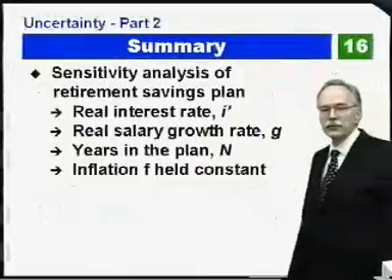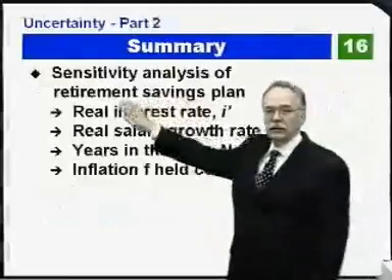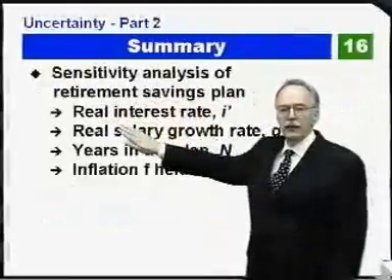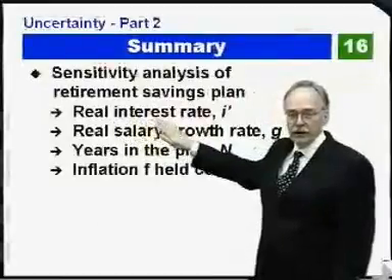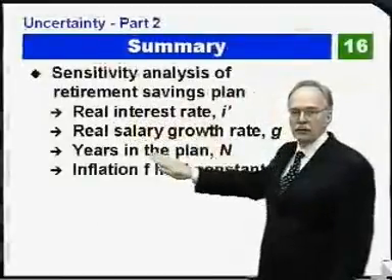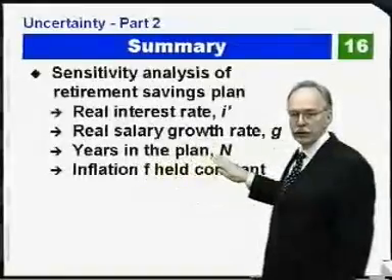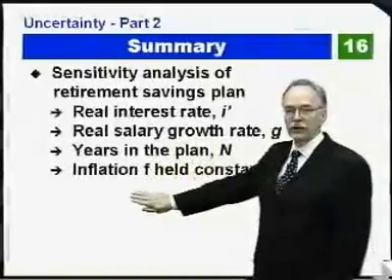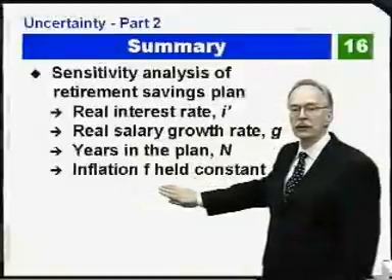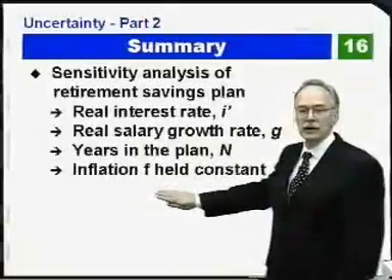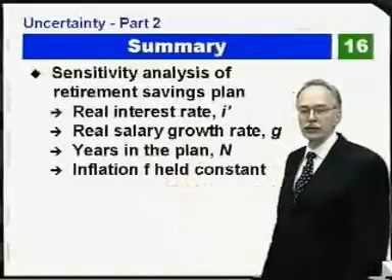So let's summarize this lecture. We went through a fairly long set of examples using sensitivity analysis with 3 parameters. We varied the real interest rate, we varied the real salary growth rate, and we varied the number of years in the plan. We only had 2 values for that. We held inflation constant at 3% in this example. If we wanted to vary inflation, then we'd have to have more tables, more charts, same type of analysis, just more of the same.